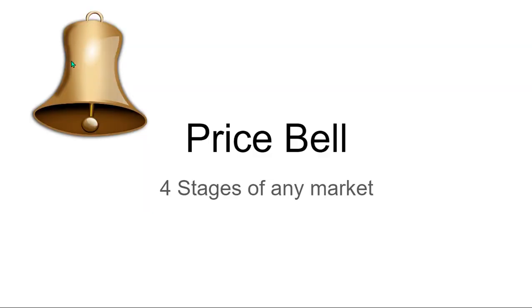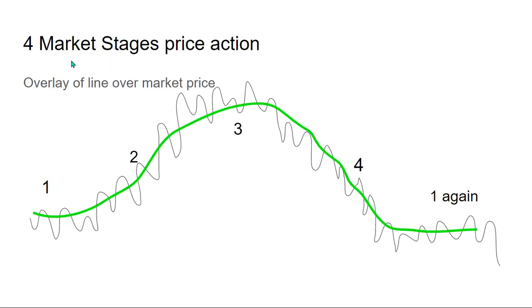Let's move on. Again, the basis for my investing style is looking at the 4 stages. Any market, I look at it as a pricing bell. It's just the picture that comes into my mind. Here's what the 4 market stages would look like on a line chart with an overlay of a moving average. Reading left to right, you can see it goes from stage 1 to stage 2 to stage 3, back down to stage 4, downtrend, and back to stage 1 again.